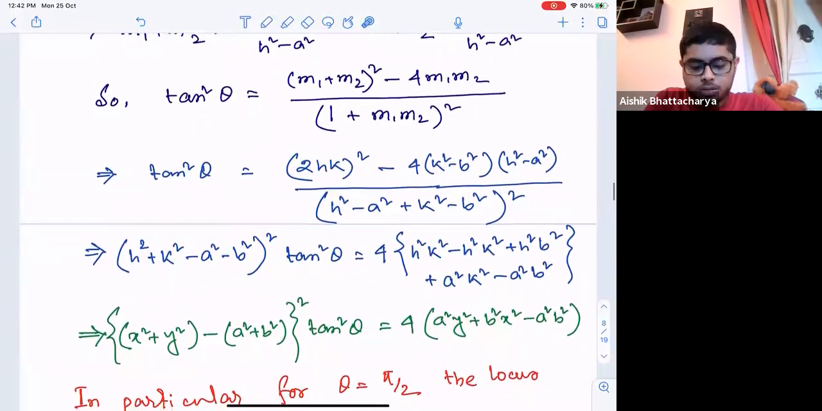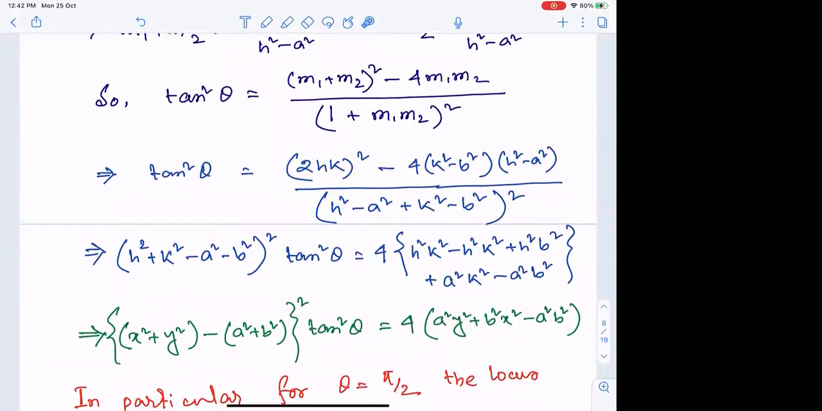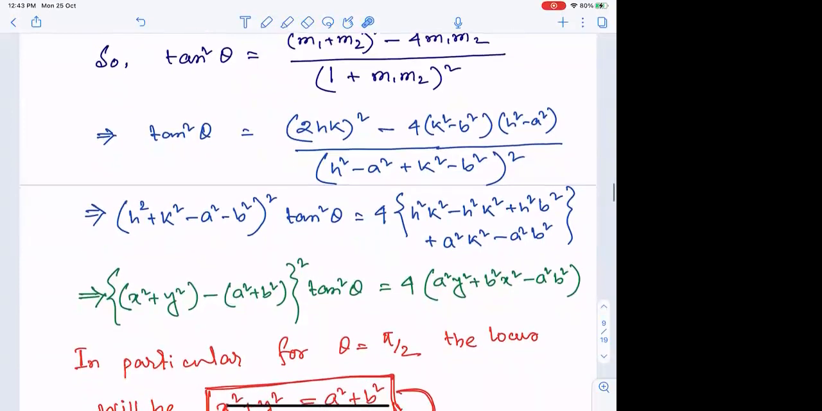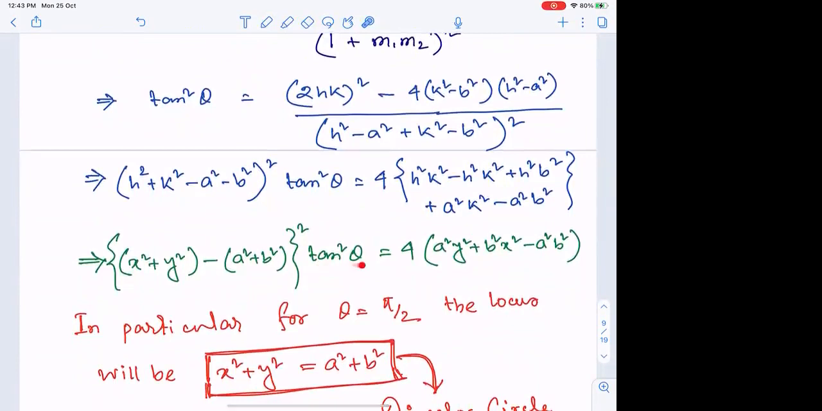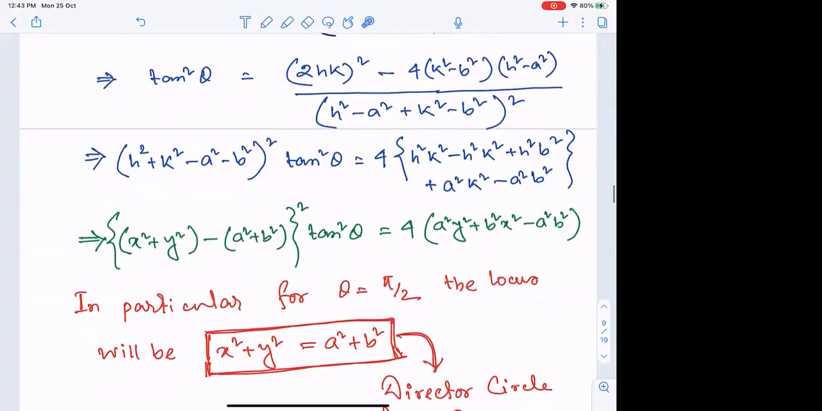In particular for theta equals pi by 2, this locus is called the director circle. We can confirm that if we take tan square theta to the other side, cot square theta will be 0 for theta equals pi by 2. Making the right hand side 0, our locus will be simply x square plus y square equals a square plus b square. This is called the director circle of the ellipse.